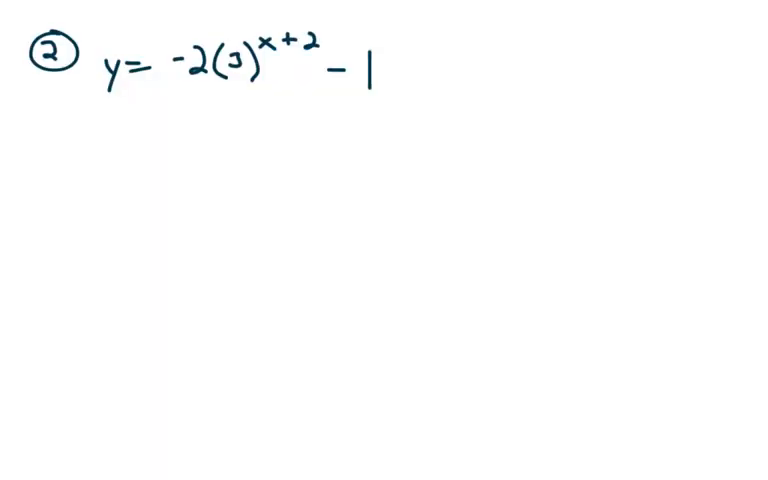Let's try another one here. Y is equal to -2 times the quantity 3 to the x plus 2 power. Don't mind the bell in the background. And then -1. So first thing we need to do is we need to identify our parent function.